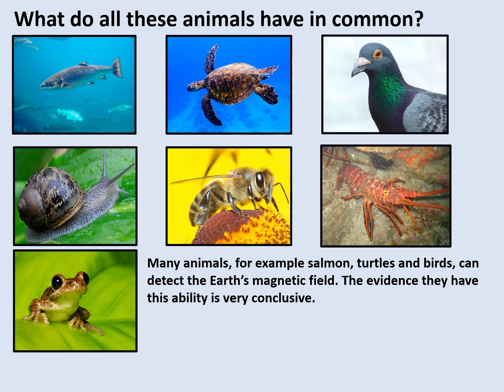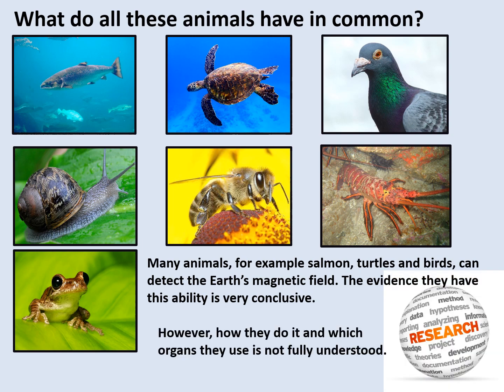I'm sure you're aware of this idea. Some animals migrate, and again, their ability to do that is to do with the fact that they can detect the Earth's magnetic field. And evidence that they can do this, as it says there, is very conclusive. We know that some animals have that ability. However, how they do it, which organs they use to do it, is not fully understood.